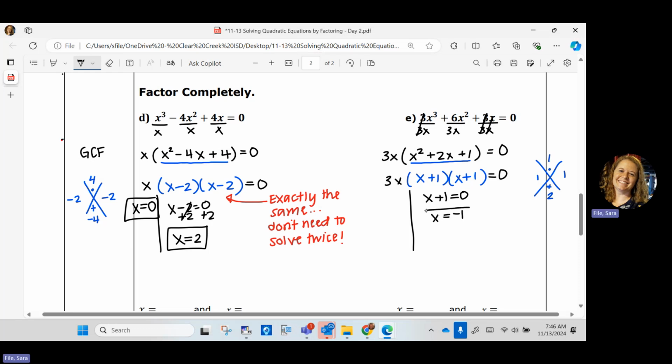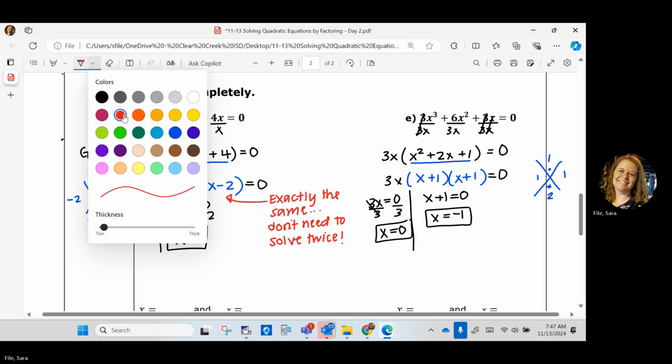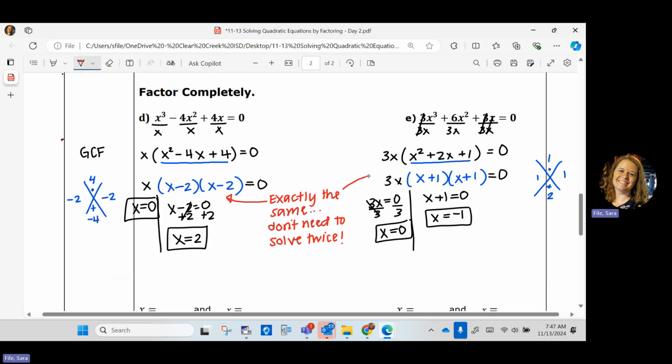So that's going to be -1. And then here, dividing by anything, 0 divided by anything is still 0. So 0 and -1 are my solutions for E. Okay, I can say the same thing here. Those were both duplicates, so I didn't need to solve it twice.